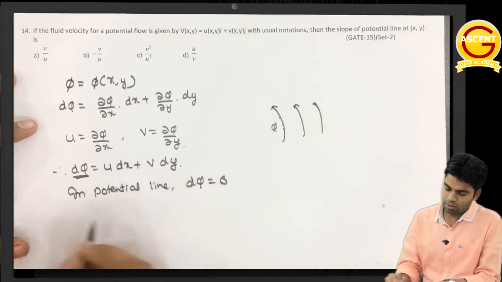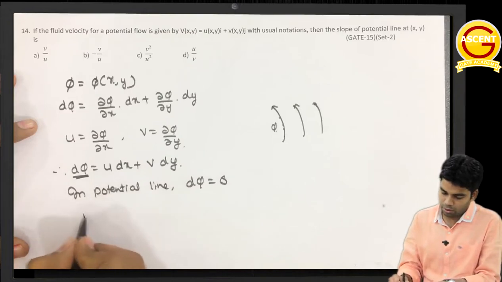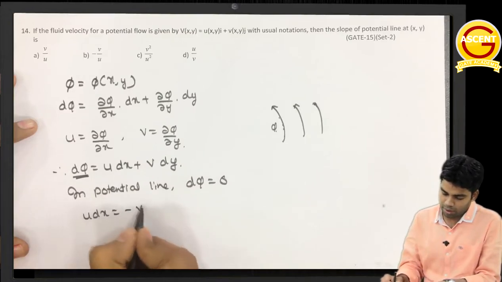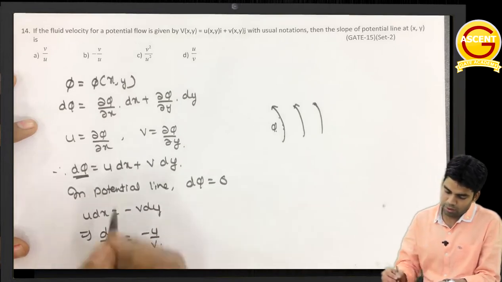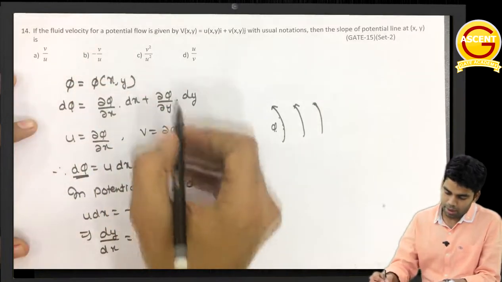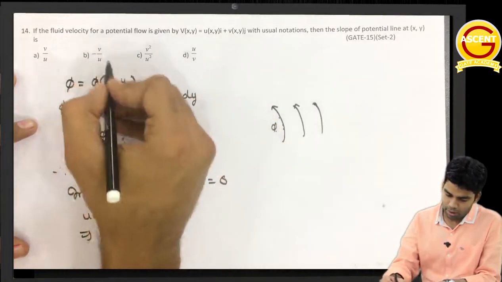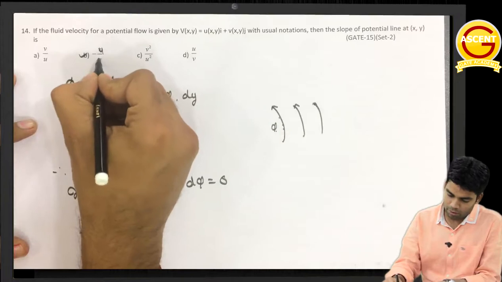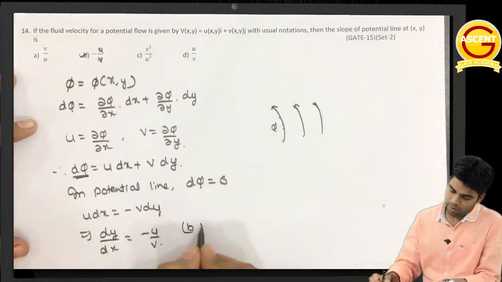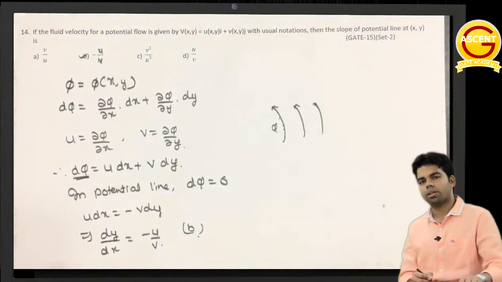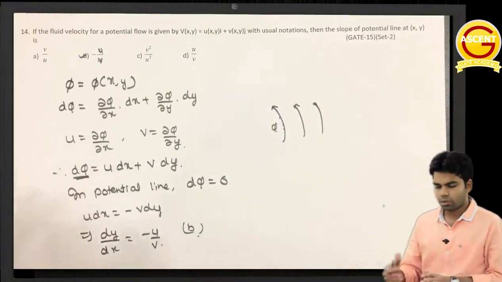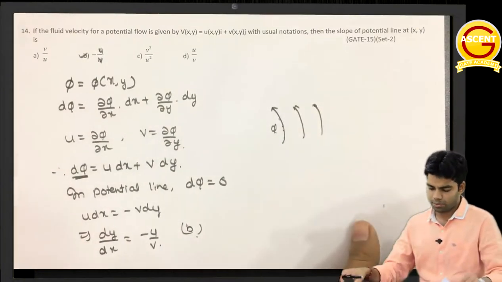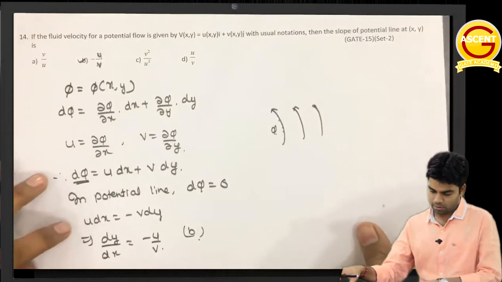dφ should be equal to 0. So this will be u dx is equal to minus v dy, or you can say dy by dx is equal to minus u by v. So the answer should be minus u by v, option b. This is u by v, not v by u. Getting this? This is how you can determine the slope of potential lines, or in the same way the slope of streamlines as well. Okay, next question.